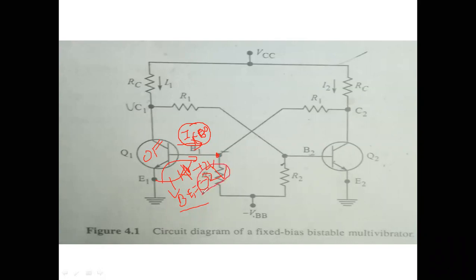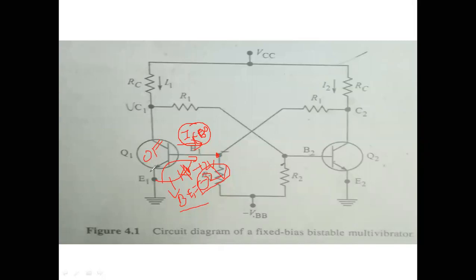Not only 2 volts, we can assume any value, but it should be a negative value or less than 0.6. The voltage we assume at the base to emitter junction should be less than that. If I take a positive 2 volts, then this junction is in forward bias, and this transistor will come to the on state.